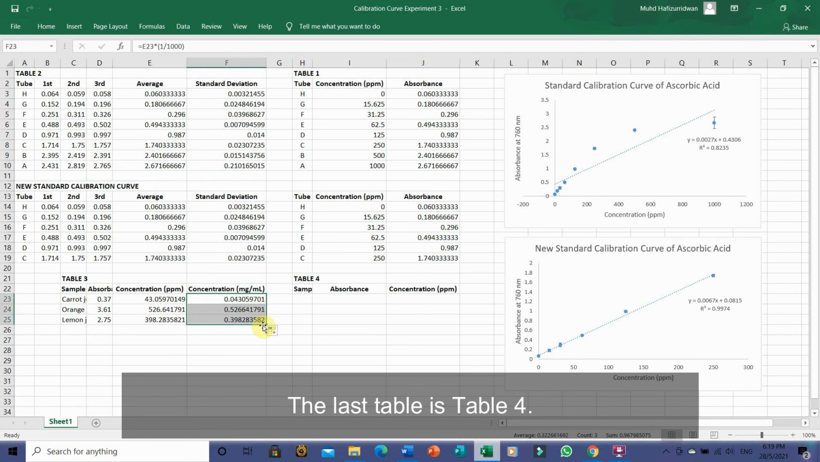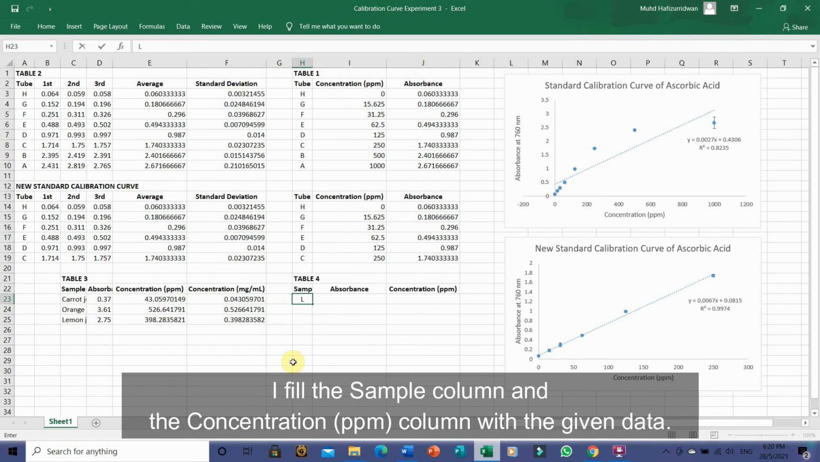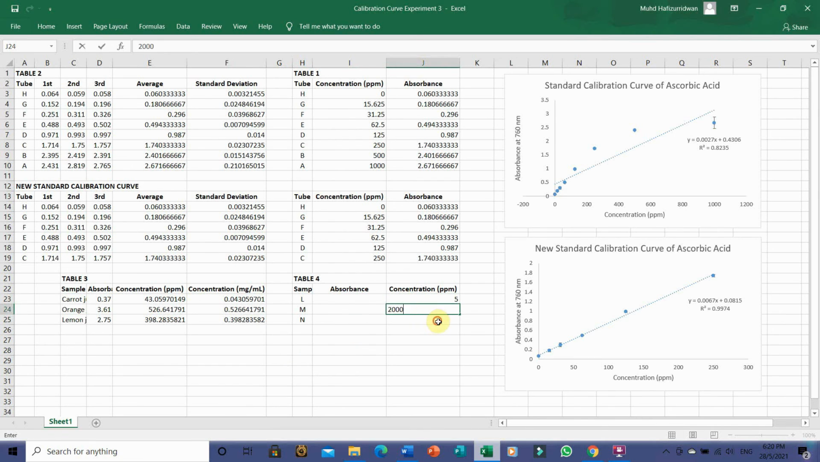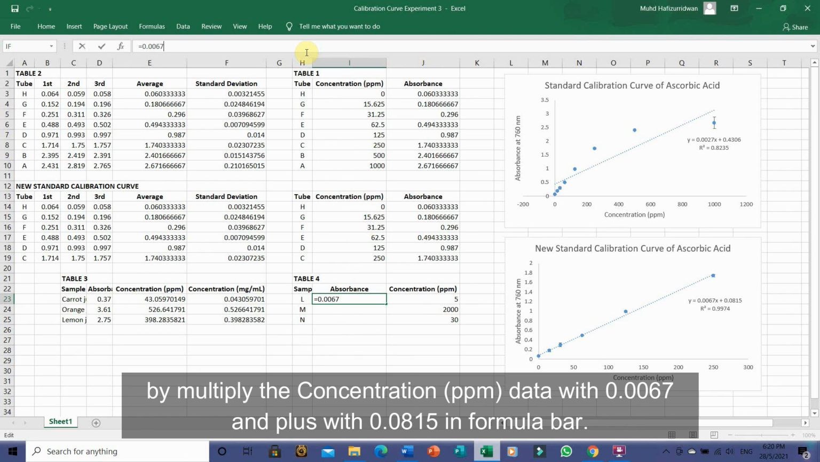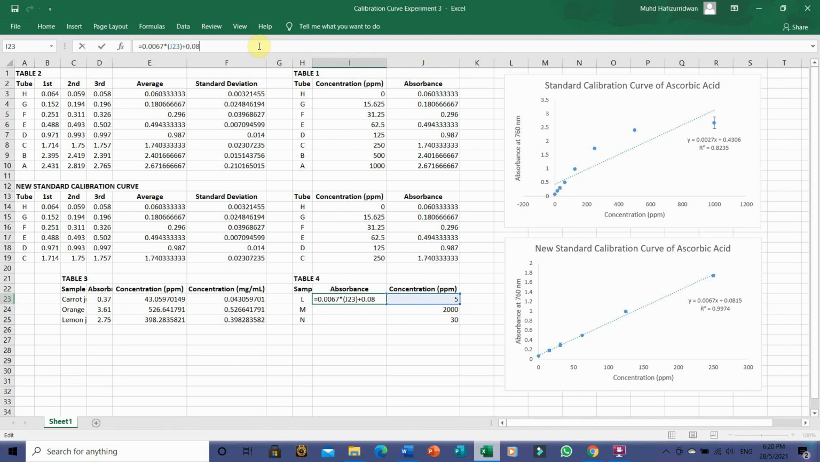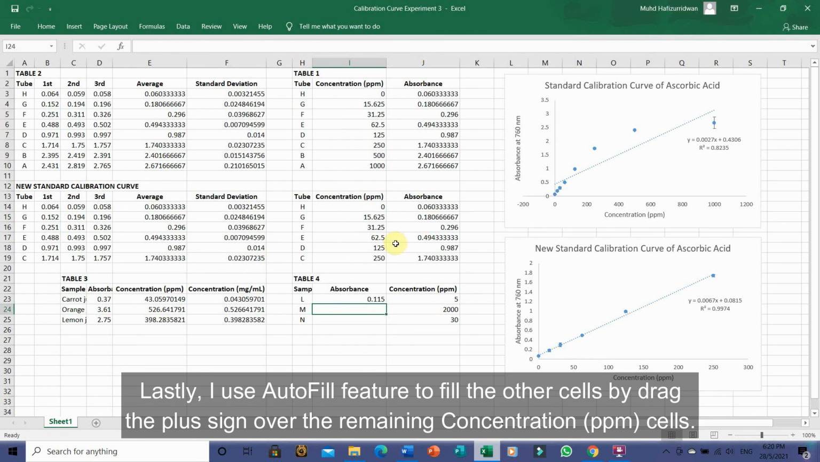The last table is Table 4. I fill the sample column and the concentration column with the given data. For the absorbent column, I select the first cell and use the insert function feature by multiplying the concentration data with 0.0067 and plus with 0.0815 in the formula bar. Lastly, I use the autofill feature to fill the other cells by dragging the plus sign over the remaining concentration cells.